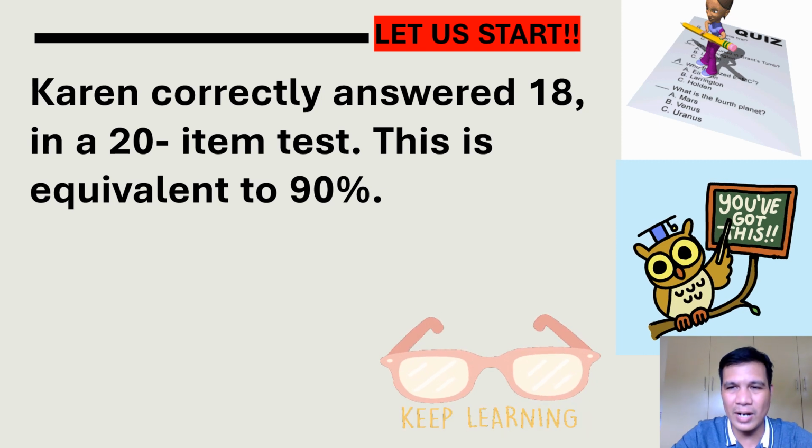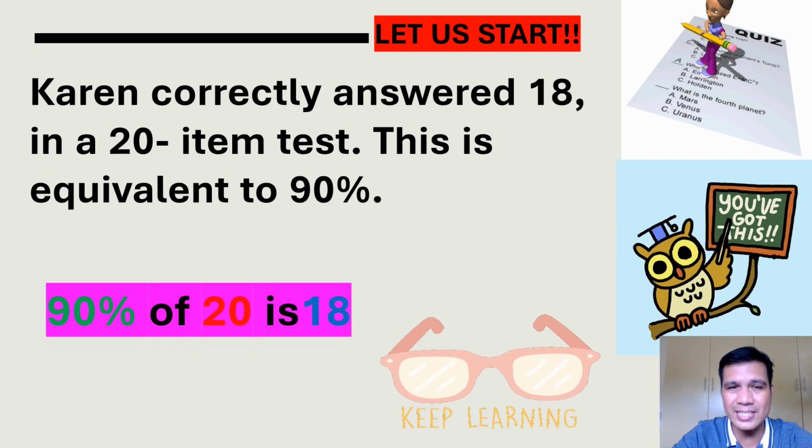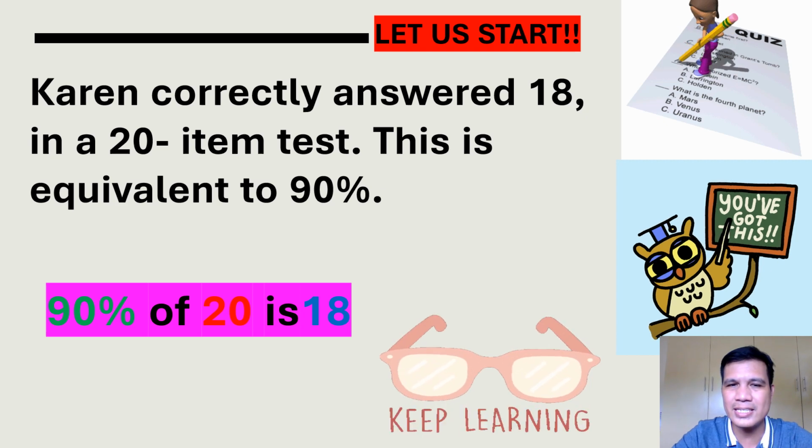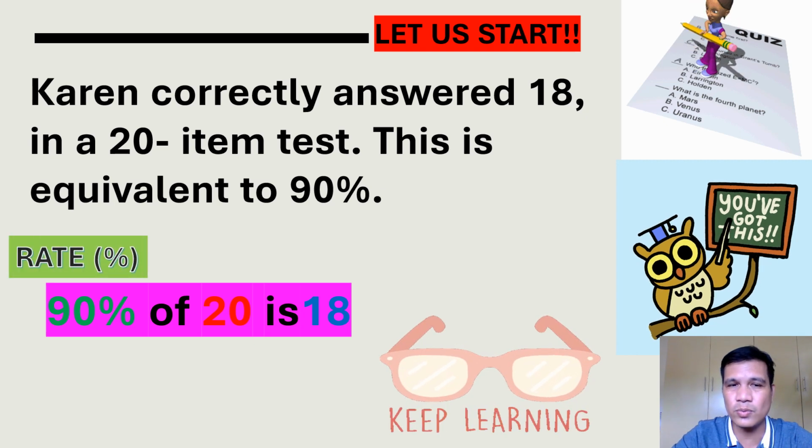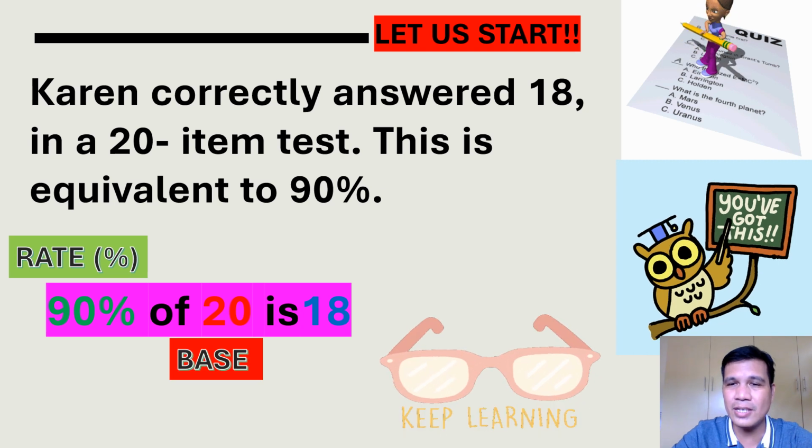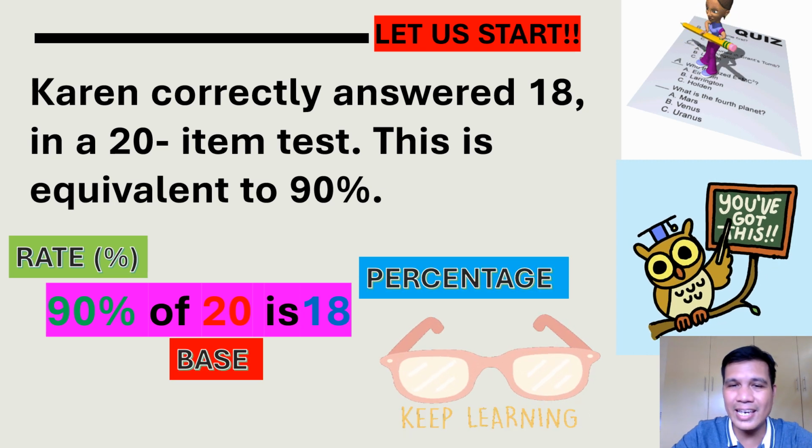So in this problem, we can say that 90% of 20 is 18. So what is 90%? 90% is what we call the rate, 20 is the base, and 18 is the percentage.